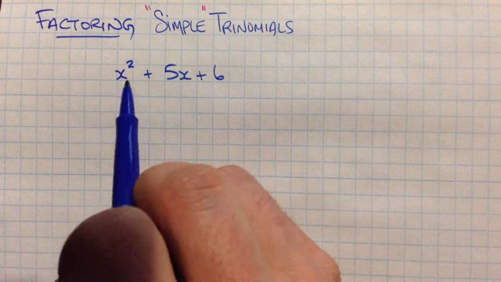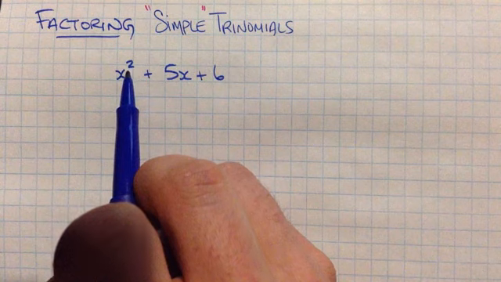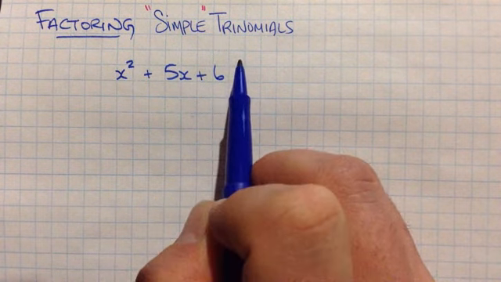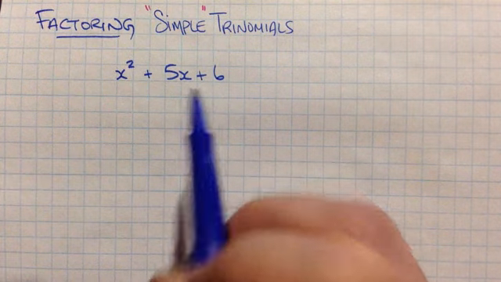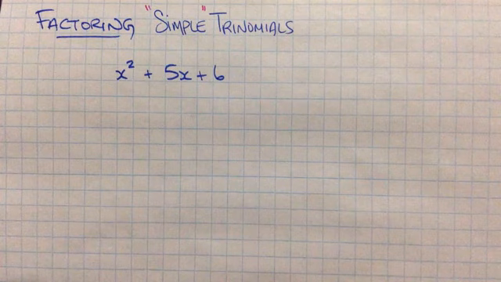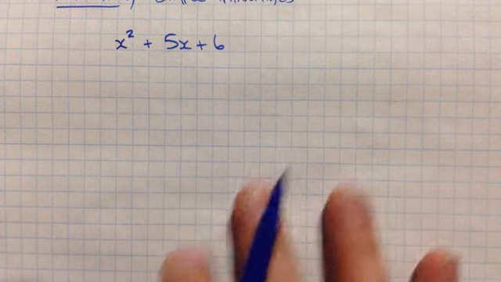So this term here has the highest degree. It has a 2 as an exponent for the x. This is a lower degree. It only has a 1, and this has a 0 for the degree. This is a constant term. But there's a 1 out here in front of this x. If this was a 3 or something, that's not a simple trinomial, and we're going to do that later. So here's a simple trinomial.